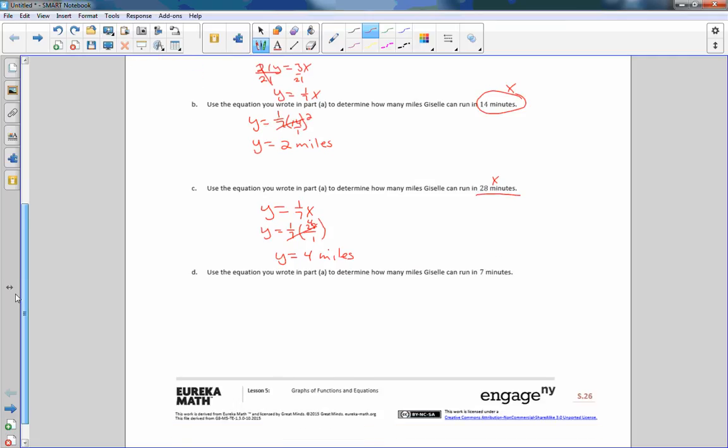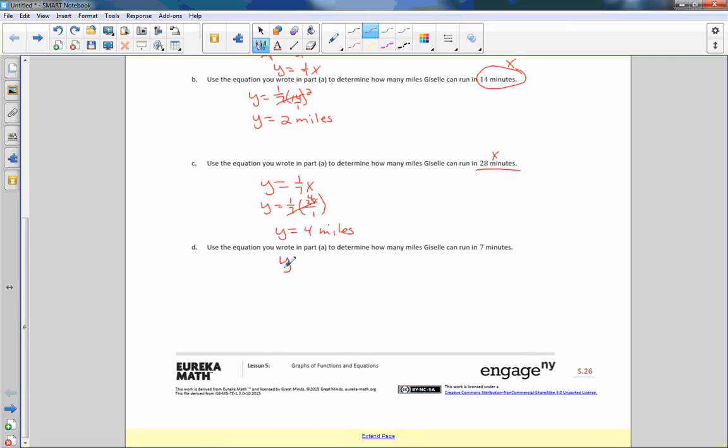Okay, use the equation you wrote in part A, y equals 1 over 7x, to determine how many miles Giselle can run in 7 minutes. So there's my x again. Y equals 1 over 7 times 7, which I can make 7 over 1. So y equals 7 cancels the 7, 1 cancels the 1, or if you just said 7 times 1 is 7 over 7, 7 over 7 is 1 mile in 7 minutes.